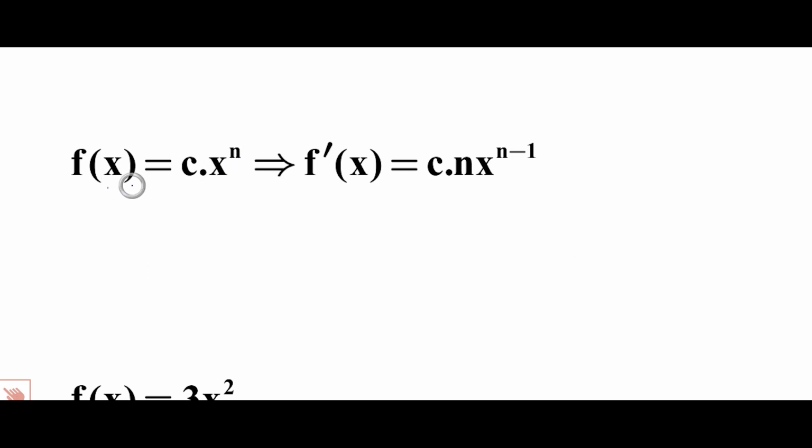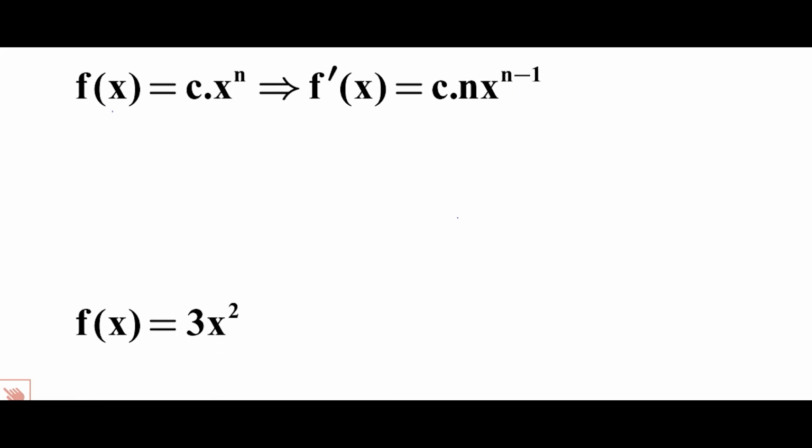So if f of x is equal to c times x to the nth power, then f prime of x is equal to c times the derivative of x to the nth power, n times x to the power of n minus 1. For example, f of x is equal to 3x squared. According to this formula, first keep the constant, so we have 3, and then take the derivative of the rest of the term, meaning the derivative of x squared.